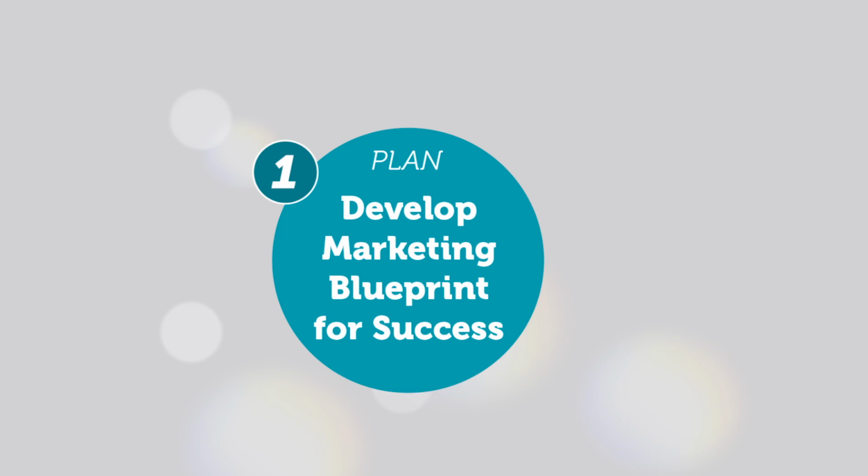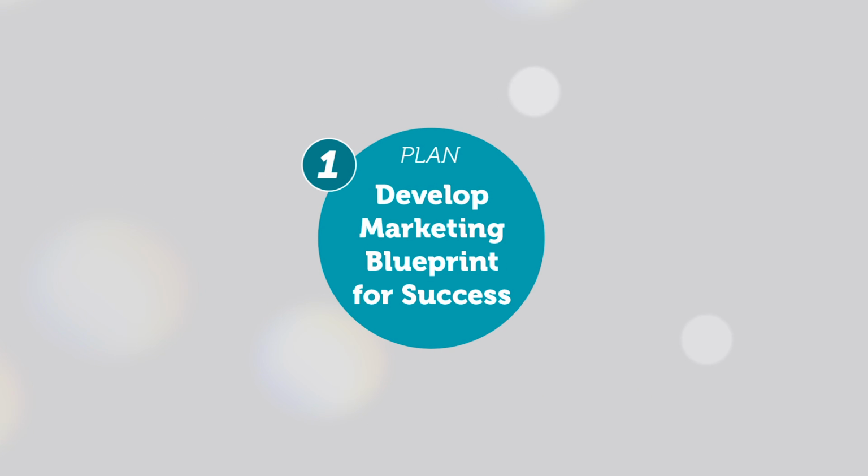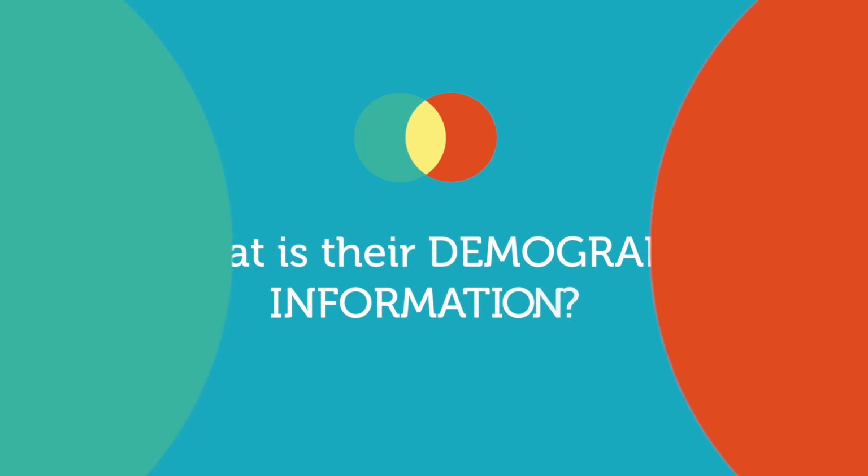We're going to talk about step 1 of our 6-step relationship marketing funnel process. Step 1 is all about planning, and one of the most crucial parts to planning is identifying your buyer persona. Here are some questions to ask yourself when coming up with your ideal buyer persona.